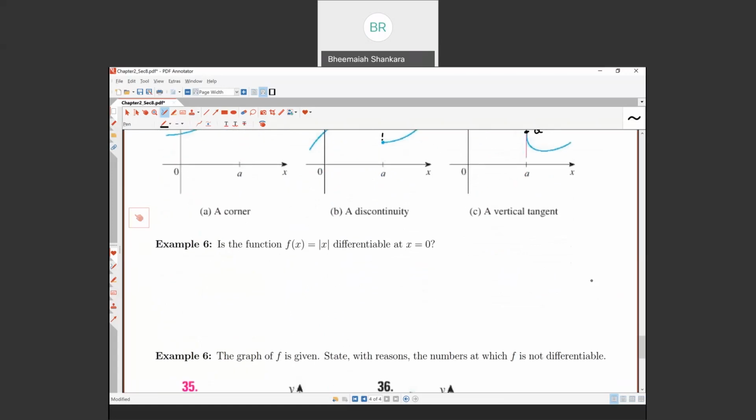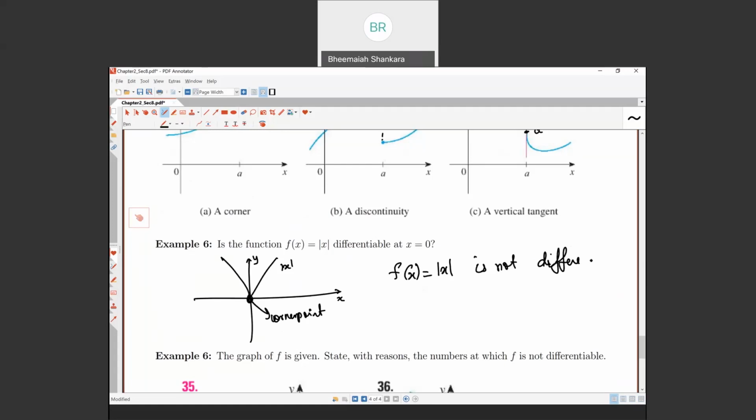So we have an example here, the absolute function. The question is asking you, is the absolute function differentiable at x equal to 0? I want you to draw an absolute function graph. This is the absolute function graph, and you see that you have a corner point here. The very first example on the top shows that whenever you have a corner point, the function is not going to be differentiable at that particular point. So you specifically say the absolute function is not differentiable at the corner point.